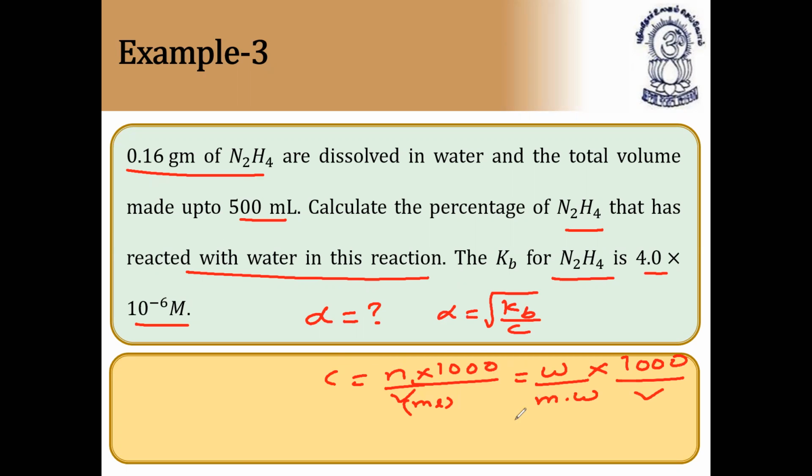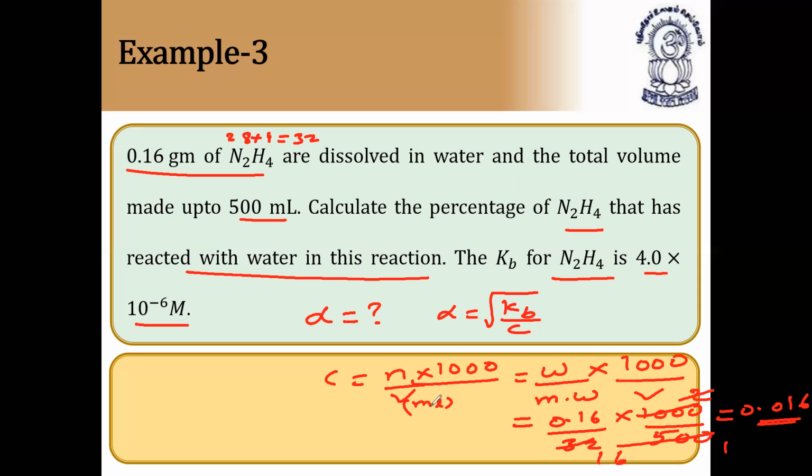So if you substitute, the weight of N2H4 is given as 0.16. And what is the molecular weight of N2H4? Nitrogen 2 times 14 is 28, plus 4, that is 32. So it is 0.16 by 32 into 1000 by 500. 32 is 16 times 2, so it is equal to 0.16 by 16.